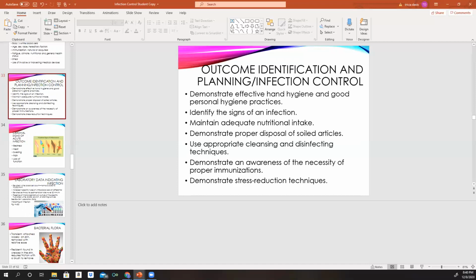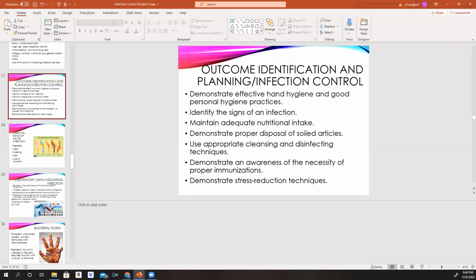We want them to be able to demonstrate proper disposal of soiled articles. We want them to use appropriate cleansing and disinfecting techniques. So when they're bathing and when they're wiping in their genital area, a good example would be making sure that they wipe from front to back for women and not back to front.